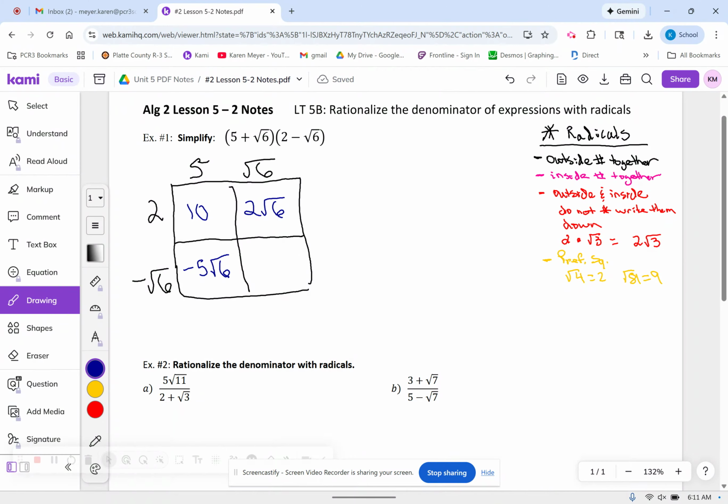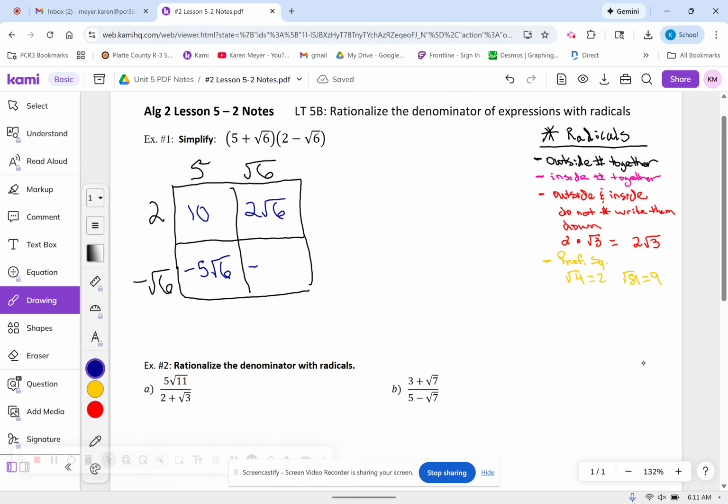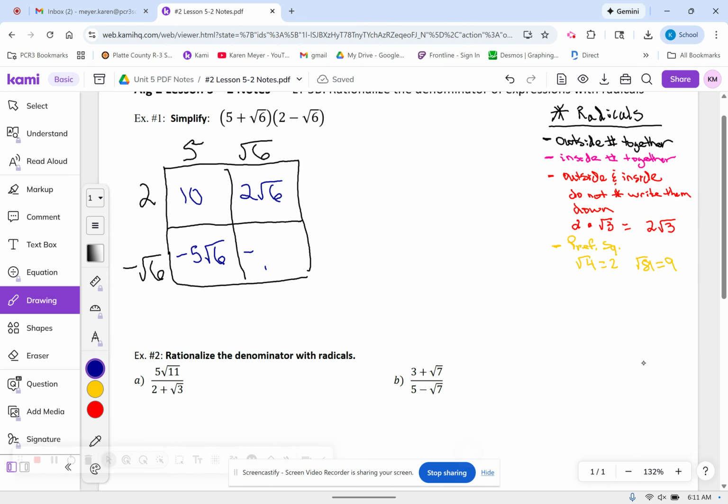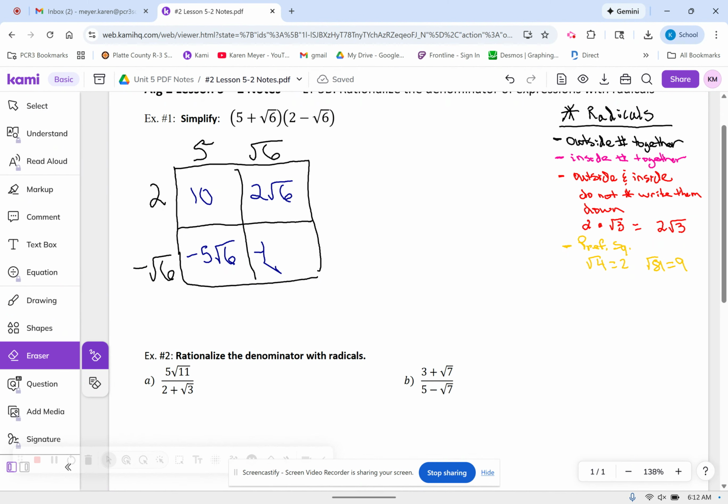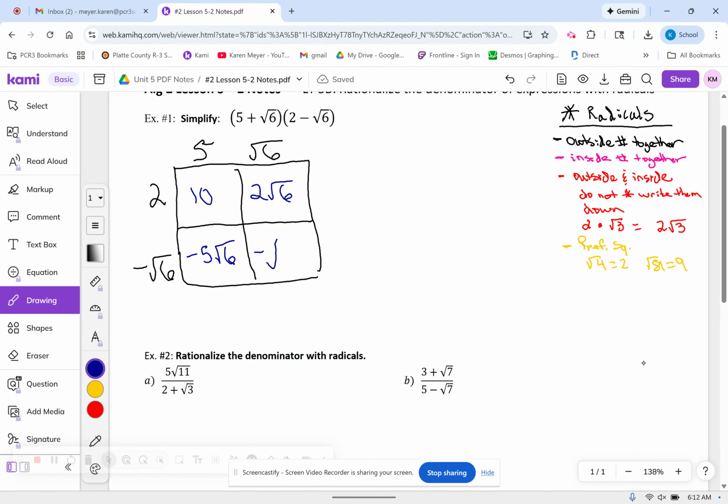And then the last box, the only thing outside the root is a negative, so I have to keep that. And then inside each root, I have a 6, so I can do 6 times 6 and call that square root. We'll call that square root of 36.